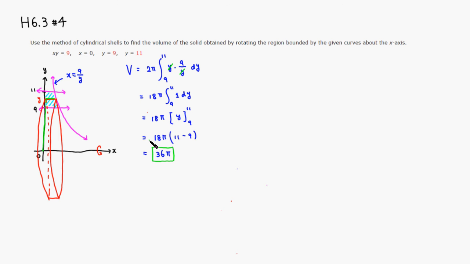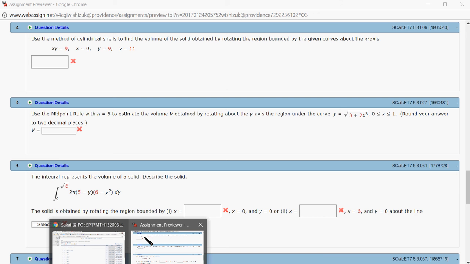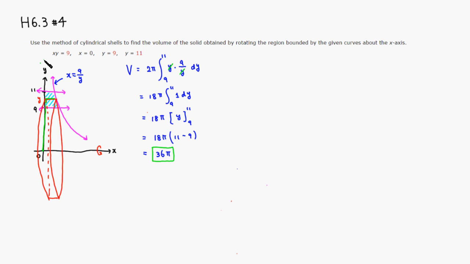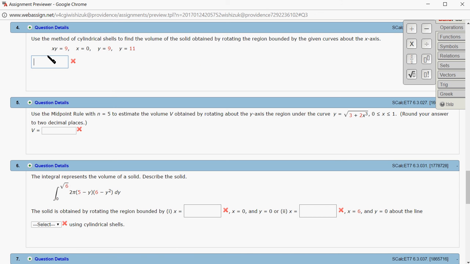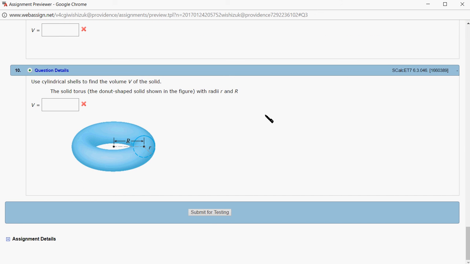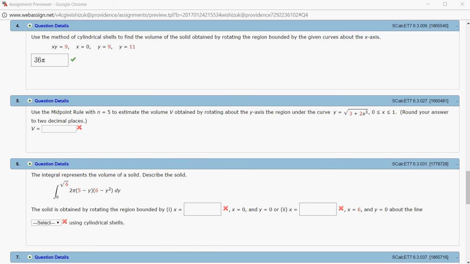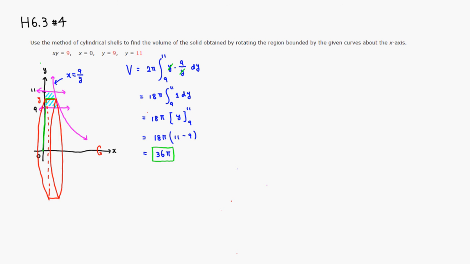Let's double check and go here, and we got 36 pi. So submit for testing. It came back, and it looks like we got this one correctly. That's it. I hope that this was clear.